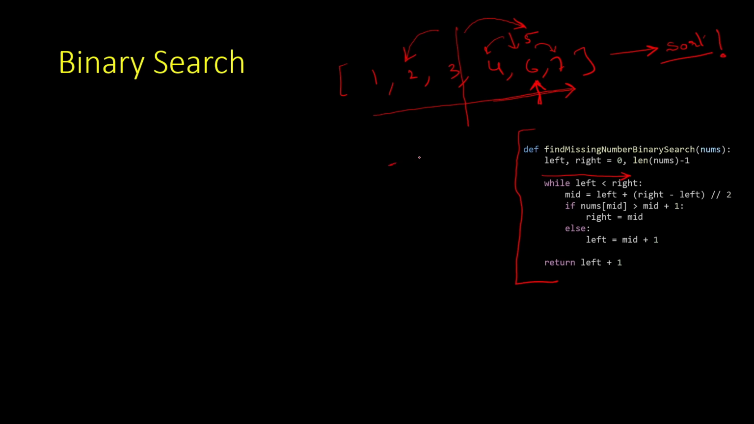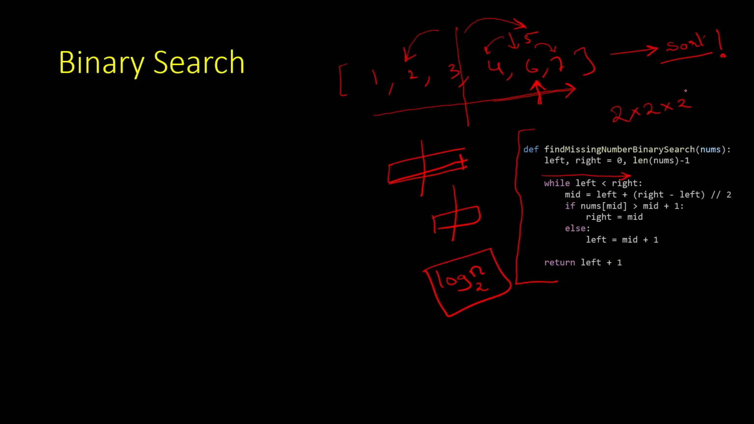So every step we are making it half. If the issue is on the right side, we are having this. By that way, we are going to get a time complexity of log 2, or log n base 2, because every time we are making it half. For example, if you are multiplying 2 with 2 every time, what will it become? 2 power n.